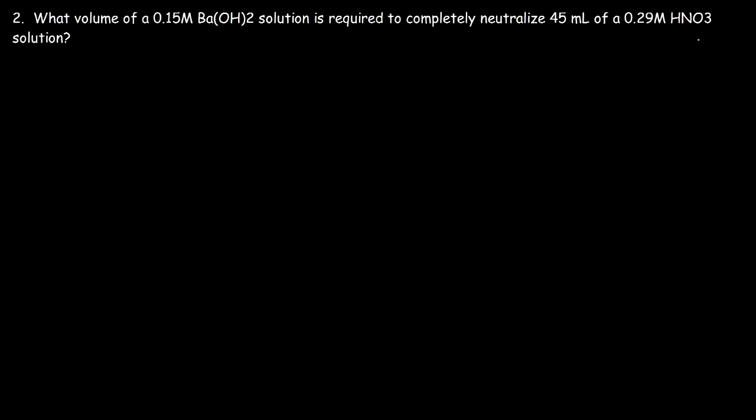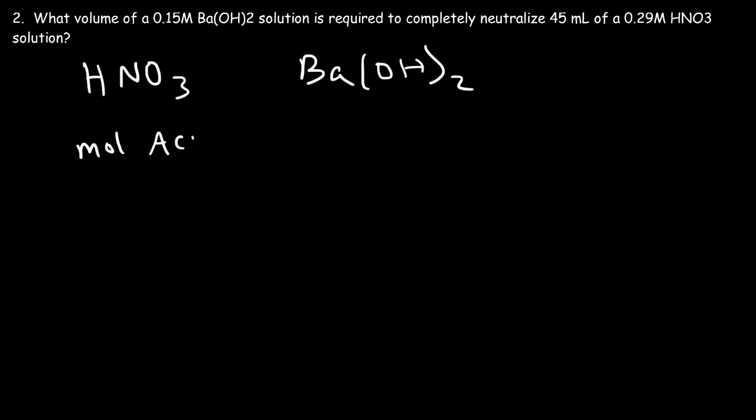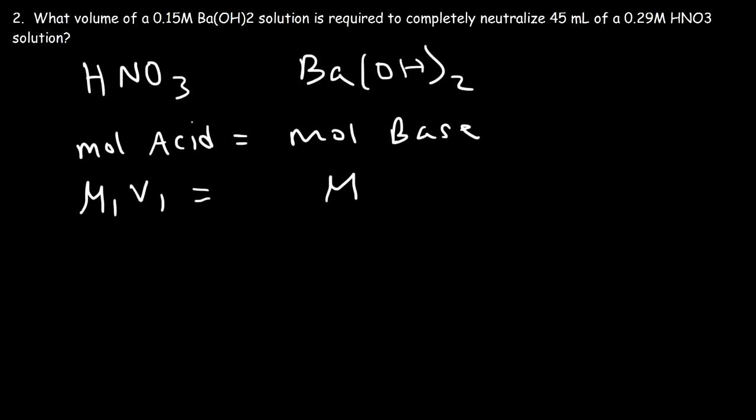So notice that nitric acid is monoprotic. It only has one hydrogen, but barium hydroxide has two hydroxides per formula unit. So therefore, we need to modify the equation. I'm going to write the acid first, HNO3, and then the base, Ba(OH)2. Now keep in mind, the moles of the acid must equal the moles of the base in a neutralization reaction. So M1V1, which is the moles of the acid, equals M2V2, the moles of the base.